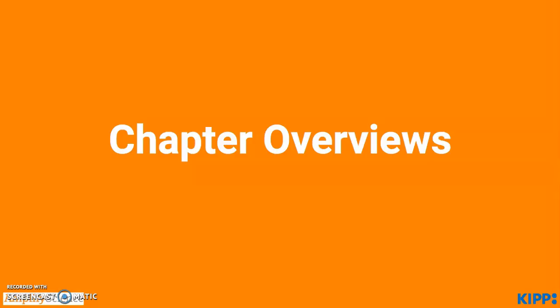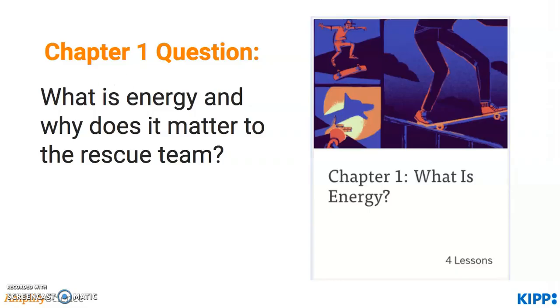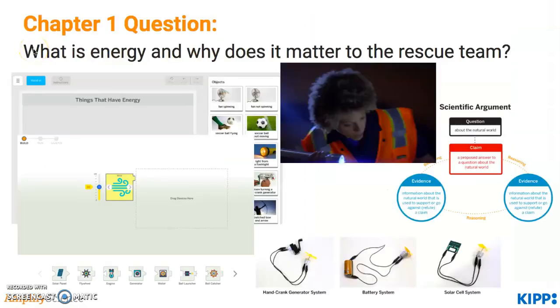Chapter overviews. Our Chapter 1 question is, what is energy and why does it matter to the rescue team? In Lesson 1.1, students are introduced to their role as energy scientists. They learn that rescue workers have a huge problem when it comes to sustaining energy, especially when their mission brings them to remote places. Students use the sorting tool for the very first time, and they're challenged to think about what is energy and what has it. They also get their first look at the sim, where they begin to explore different types of energy systems.